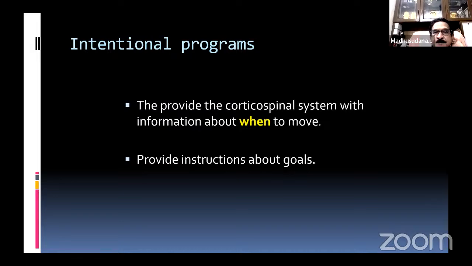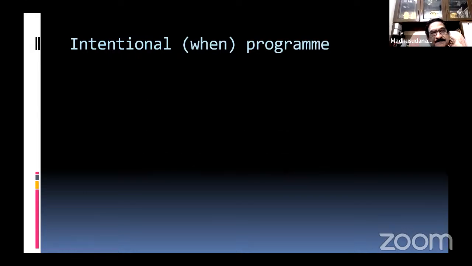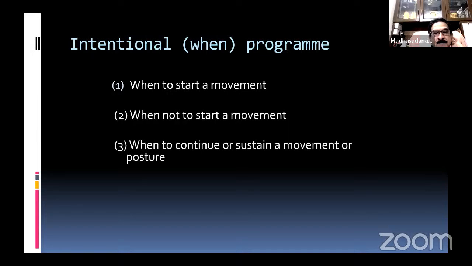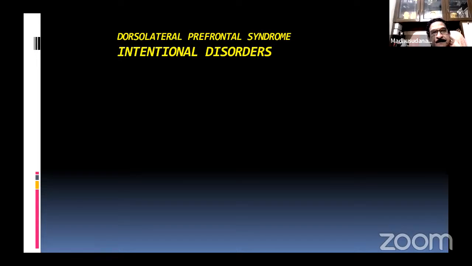Intentional programs provide the corticospinal system with information about when to move. How to move is praxis. When to move is our intentional program. It provides instructions about the goals. So intentional programs cover when to start a movement, when not to start a movement, when to continue or sustain a movement or posture, and when to stop or complete a movement. These are all the "when" features that come under the intentional programs.